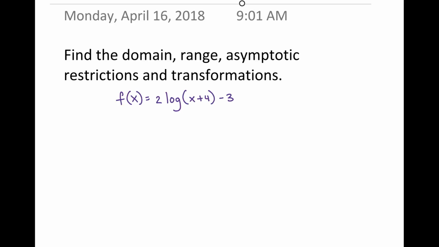All right, what do you think you need to do first here? What should you do first? Are we trying to solve it? What are we trying to find?